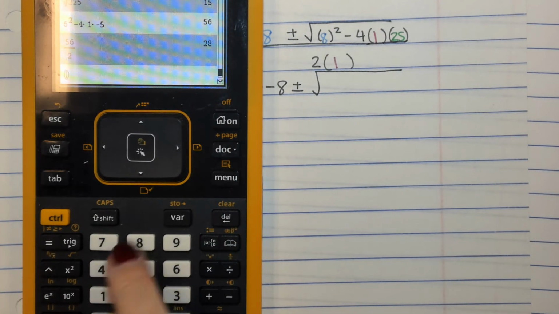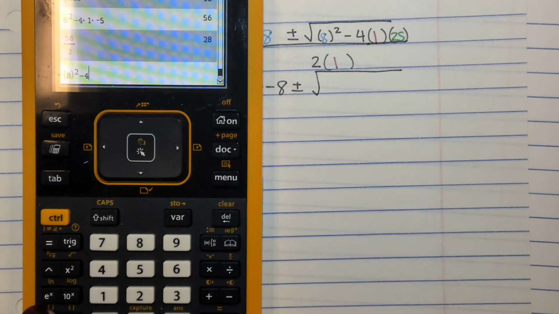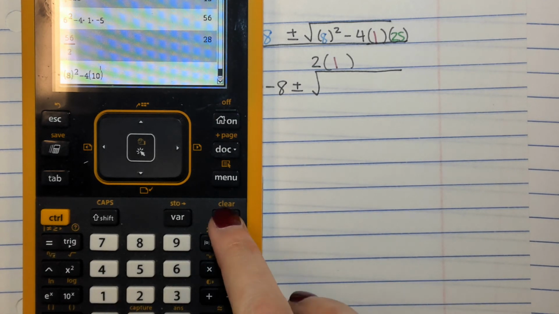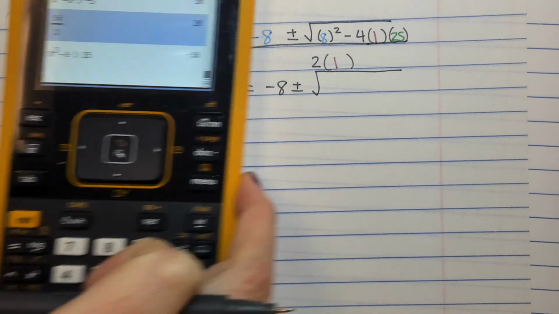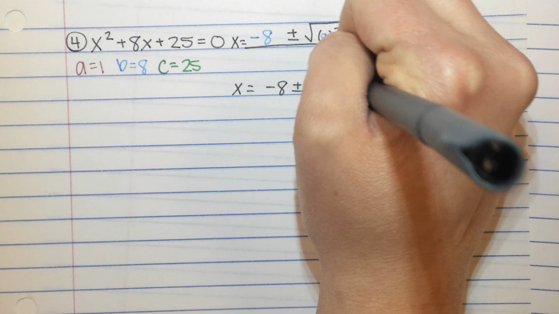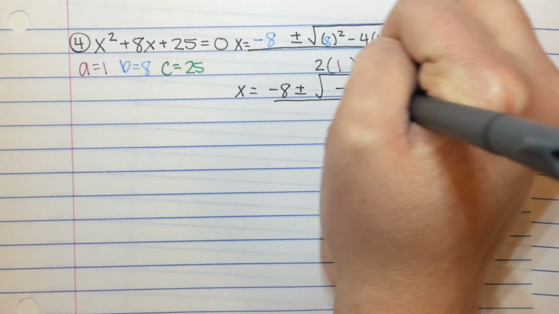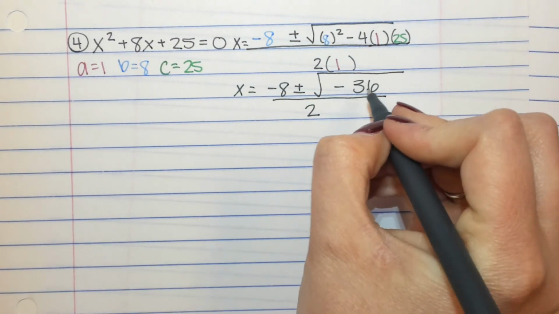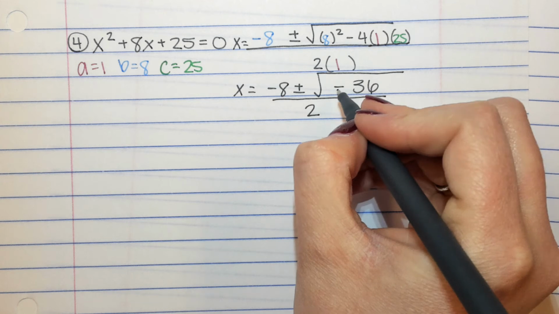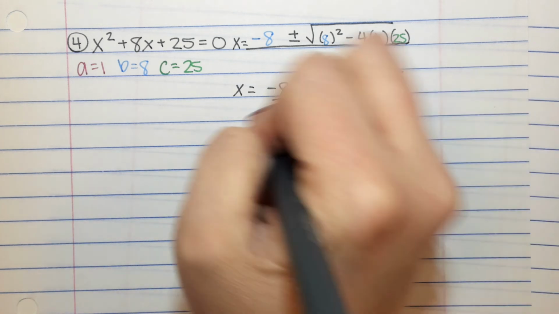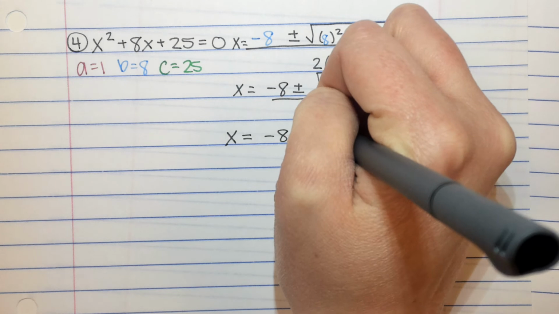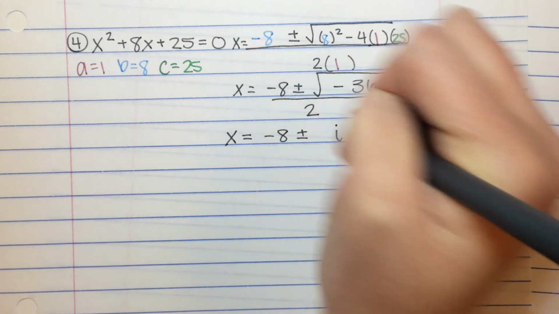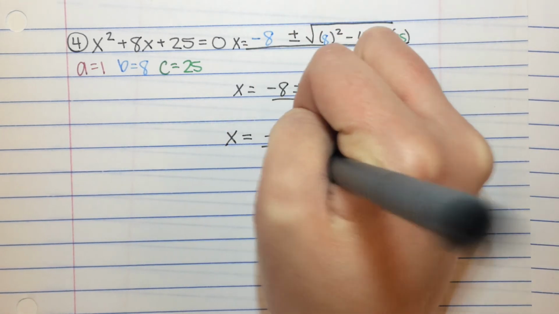So 8 squared minus 4 times 1 times 25 is negative 36. So we have the radical of negative 36 all over 2. All right, now, what do we know about a negative? If there's a negative in the radical, we're going to pull out an i. So we have negative 8 plus or minus, I'm going to leave a space, I'm going to say i over 2.